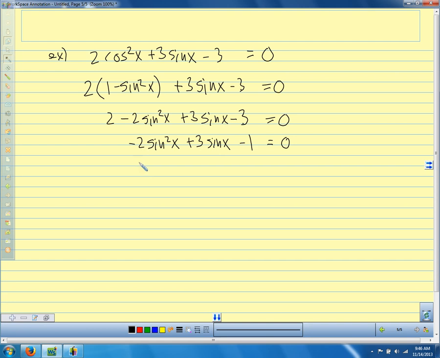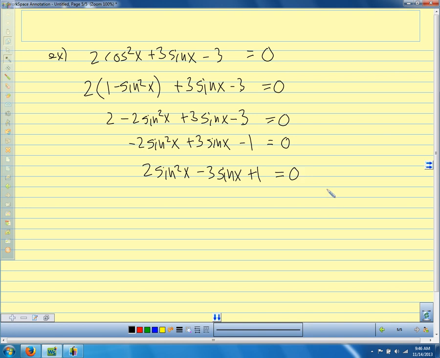I would prefer not to deal with this negative 1 in front, so what can I do with that? How can I get rid of that negative 1? Multiply everything by negative 1. I have a 0 on this side, so it's not going to change anything. So I can write this as 2 sine squared x minus 3 sine x plus 1 equals 0.